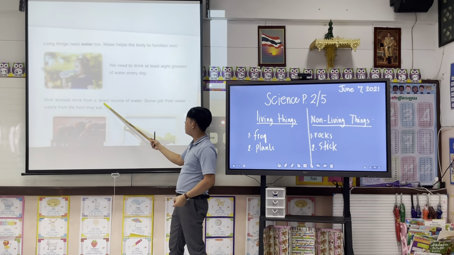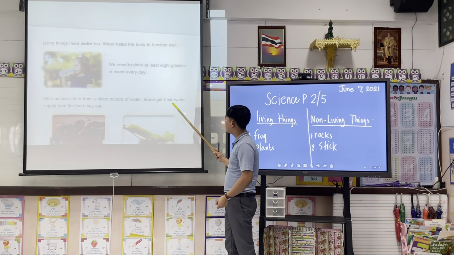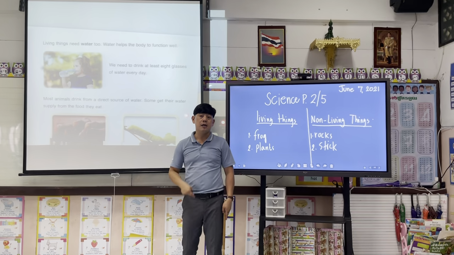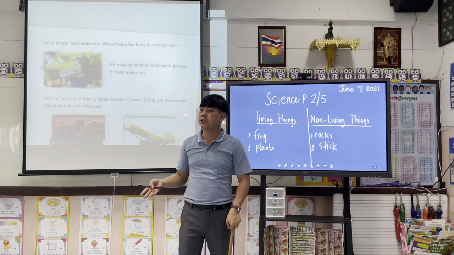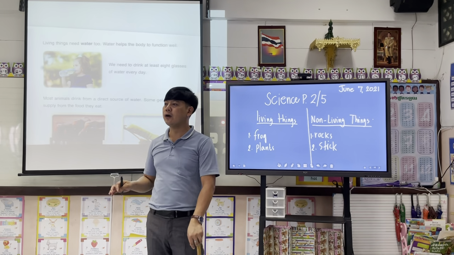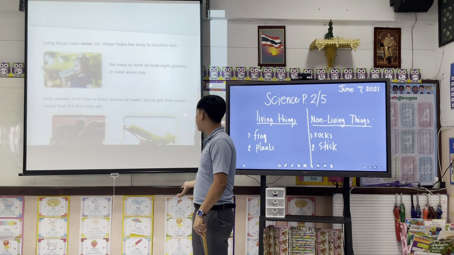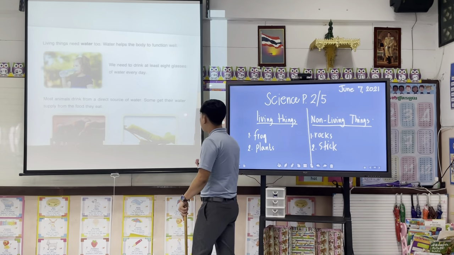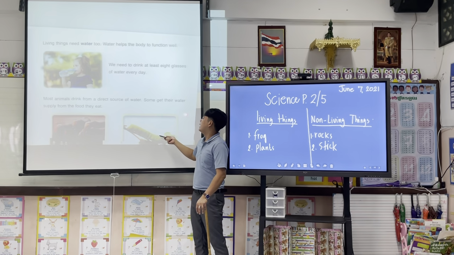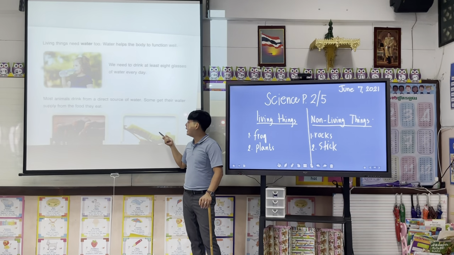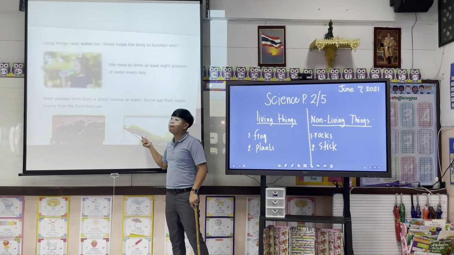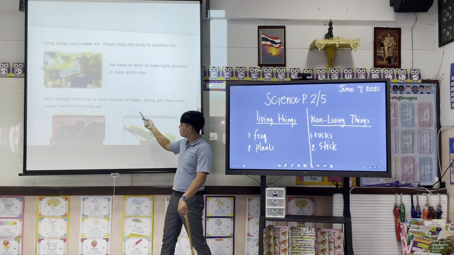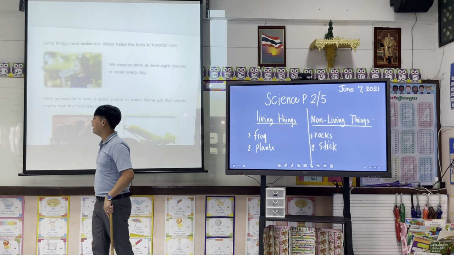Most animals drink from a direct source of water. Some get their water supply from the food they eat. Some wild animals drink water from creeks, lakes, ponds, or rivers. Some other animals get their water from the food they eat. For example, this caterpillar doesn't drink water. It gets its water from the leaves and fruits it eats. You understand? Okay, next.